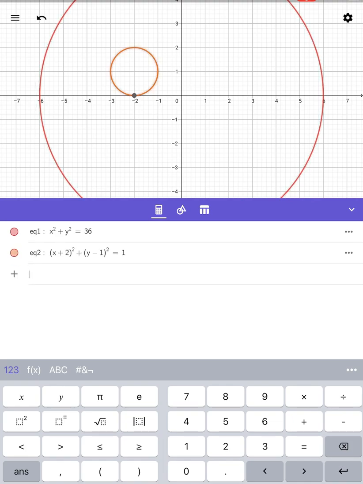And then the right eye is the other way around. The center is at 2, so (x minus 2) squared plus the y value is at 1, so (y minus 1) squared equals 1. Okay, so that's the second eye done.